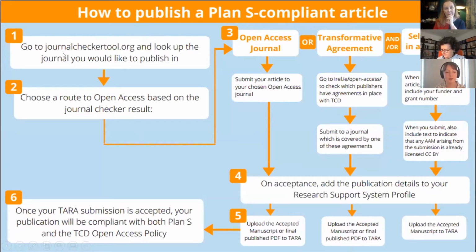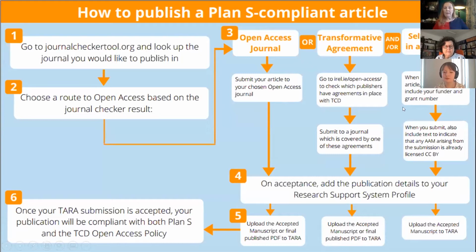So a great thing to start with is that journal checker tool that Niamh mentioned a minute ago, and I'll show you how to use that. And that will direct you towards what open access route you should choose. So you have those three routes: publishing in an open access journal, or under a journal that we have a transformative agreement with, and I'll show you where to find that information as well, and or self-archiving in a repository.